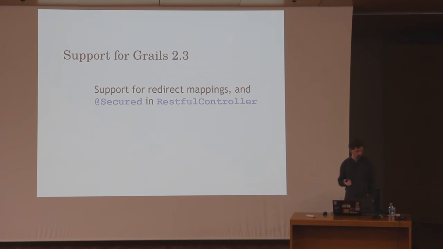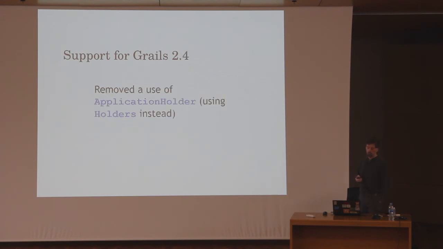There were a couple of bugs reported that the plugin didn't work for Grails 2.3. There's this cool new redirect mapping that you can set up in URL mappings. That wasn't working, so that's been fixed. Annotating a RESTful controller, or a controller that extends RESTful controller, wasn't working. That's been fixed. I was a bad boy and I was using application holder in one place in the plugin, and that was deprecated but still working, and it's gone in 2.4, yay. So I switched that to use holders. That's not in the current version of the plugin, but that's in the code, and that'll be available in RC3.